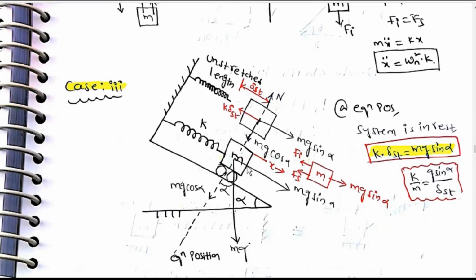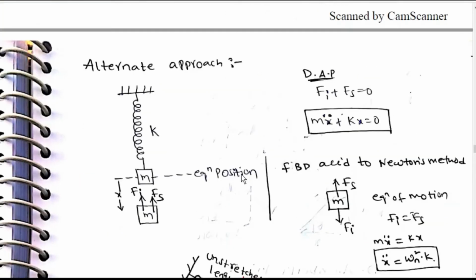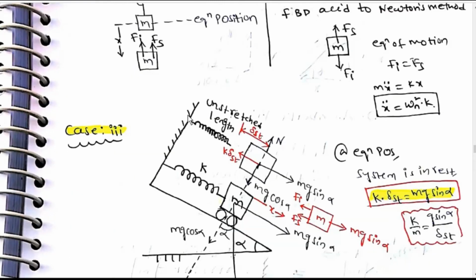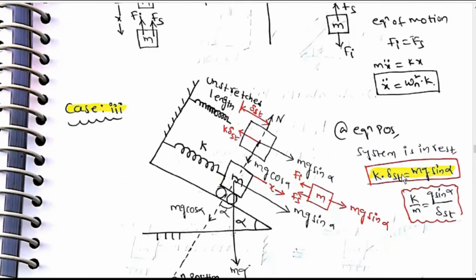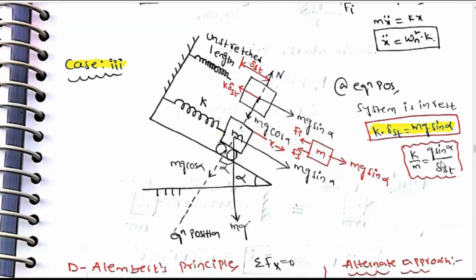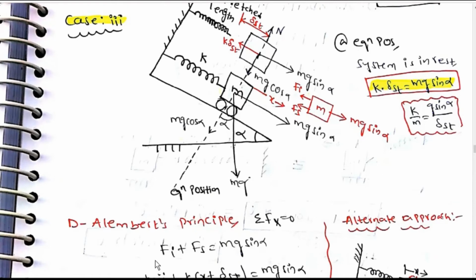Case 3, on an inclined plane. On an inclined plane, the length delta st will be initially balanced at the equilibrium position. The system is at rest, so k delta st is equal to mg sin alpha, and k by m is equal to g sin alpha by delta st.